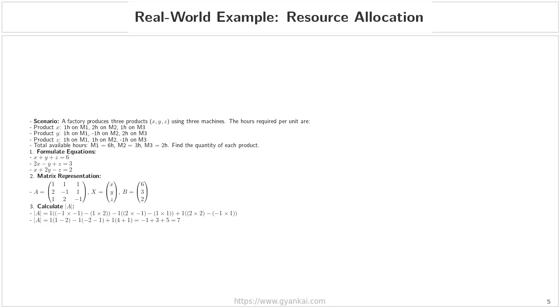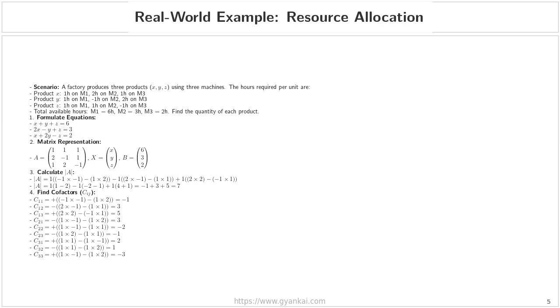Now, we move to the calculation phase. First, we find the determinant of matrix A by expanding along the first row. We calculate 1 times the determinant of the remaining 2x2 matrix, minus 1 times the next 2x2 determinant, plus 1 times the final 2x2 determinant. After performing the arithmetic, we find that the determinant of A equals 7. The next step is the most intensive, finding the matrix of cofactors.